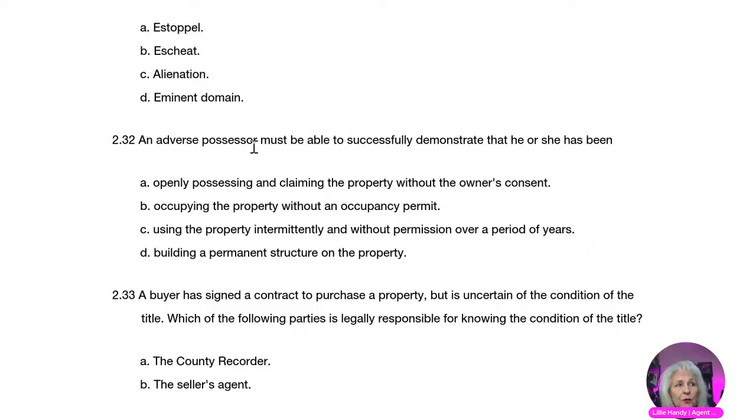Adverse possessor, that's a definition. Vocabulary: intermittently, permit, structure, owner's consent. To be an adverse possessor, they must be able to successfully demonstrate that he or she has been what? Type your answer in the chat.